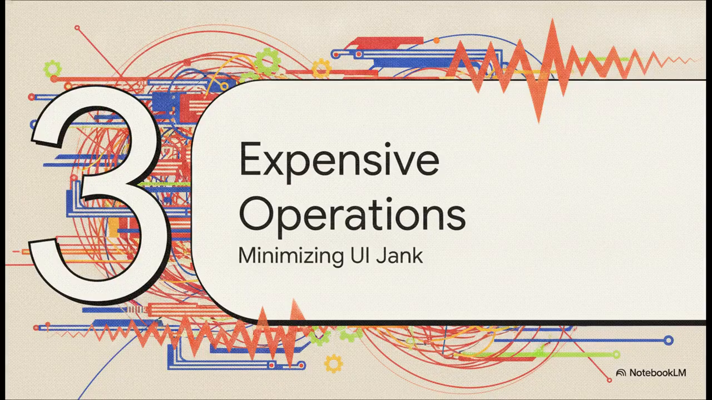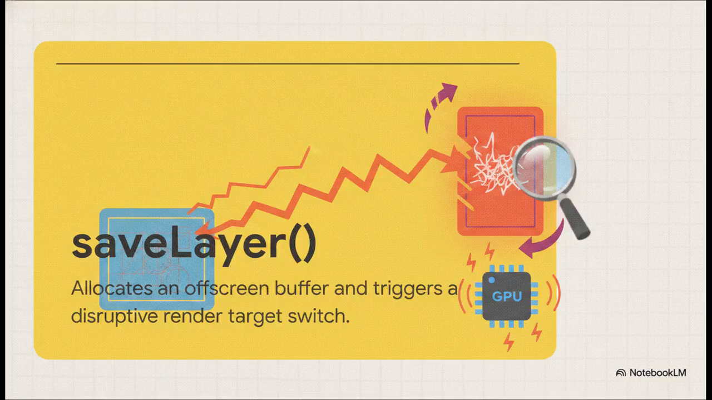And that perfectly sets up part 3, avoiding expensive operations. So what exactly causes an app to blow right past that strict 16 millisecond deadline? Usually, it's not your simple UI elements. It's the hidden, expensive layout passes and heavy rendering costs that we introduce without even realizing it.